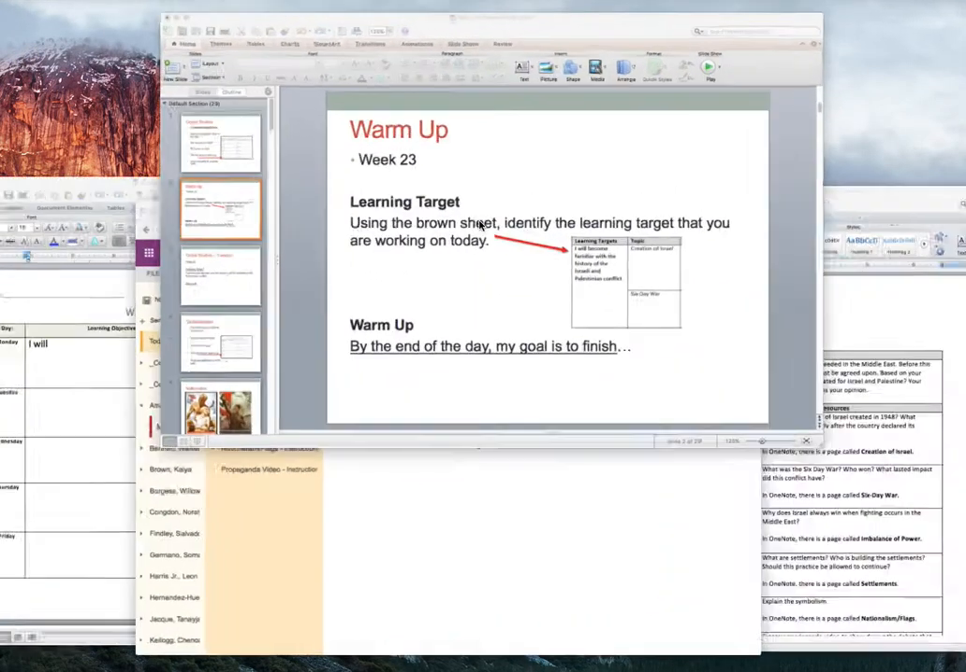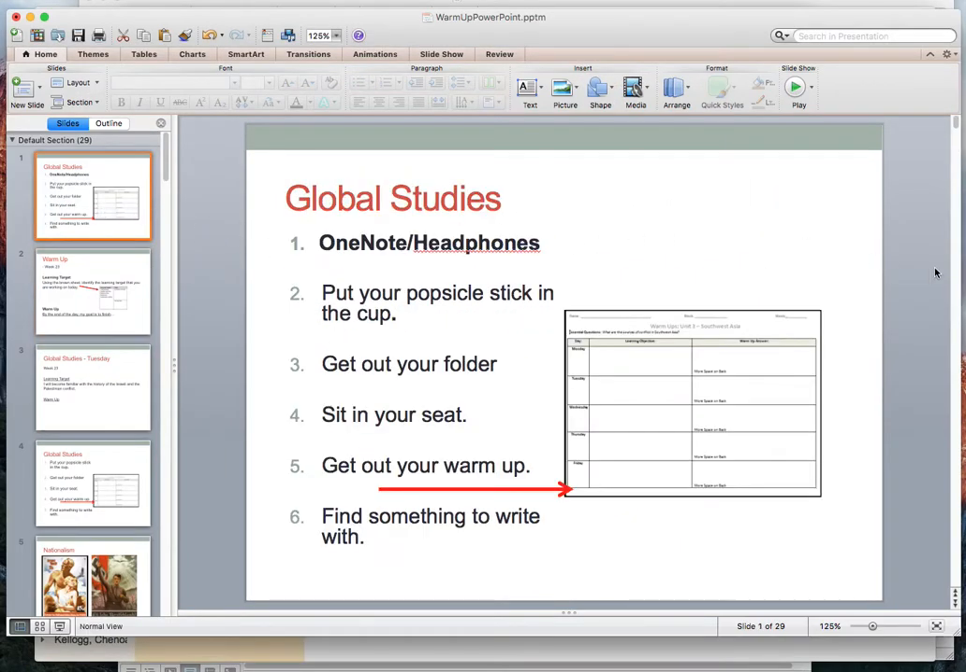So the first thing you need to do is that when you come in the morning, you need to look at the television. Do you see OneNote and headphones? If you see OneNote and headphones up here or on the television, what you need to do is grab a computer and log in and go to OneNote. You also need to go and check out a pair of headphones if you did not bring your own.